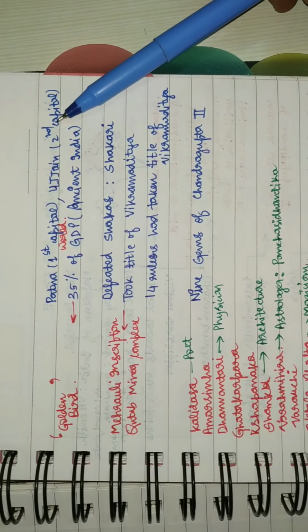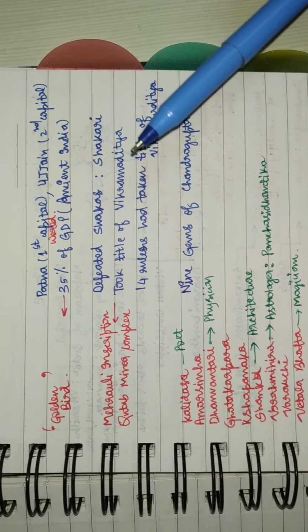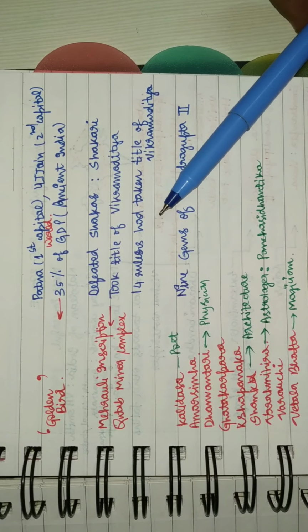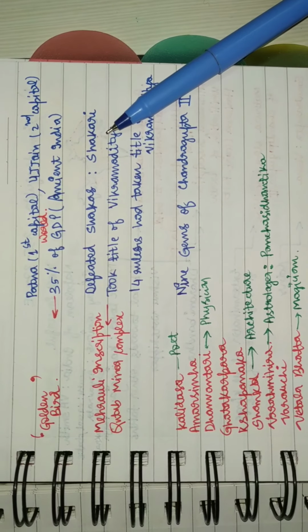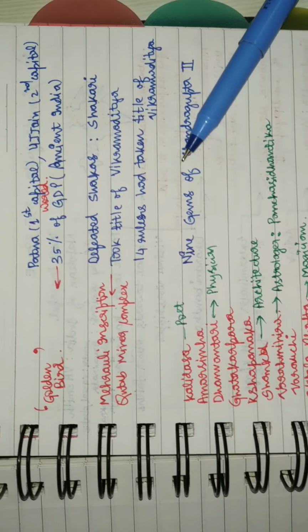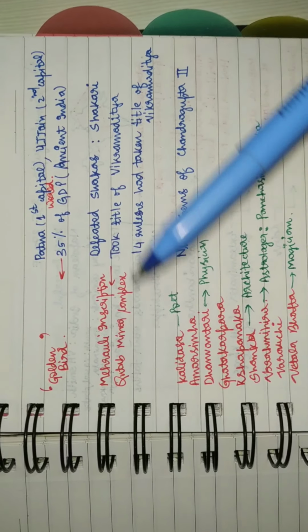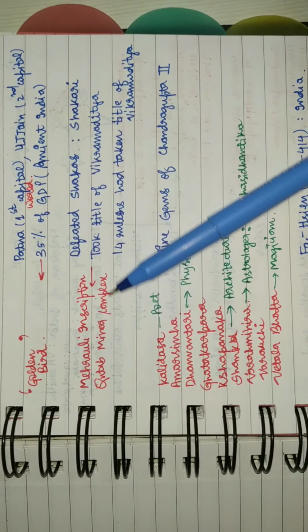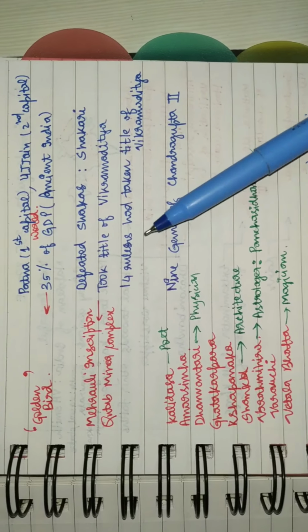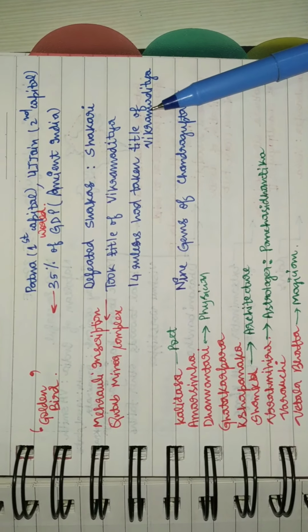Making Ujjain his second capital, he defeated the Shakas and took the title of Vikramaditya, also Shakari, or the destroyer of the Shakas, because the Shakas are believed to be foreigners, right? Which is also written in the Mehrauli inscription that is in the Qutub Minar complex. Now, 14 rulers had taken the title of Vikramaditya.